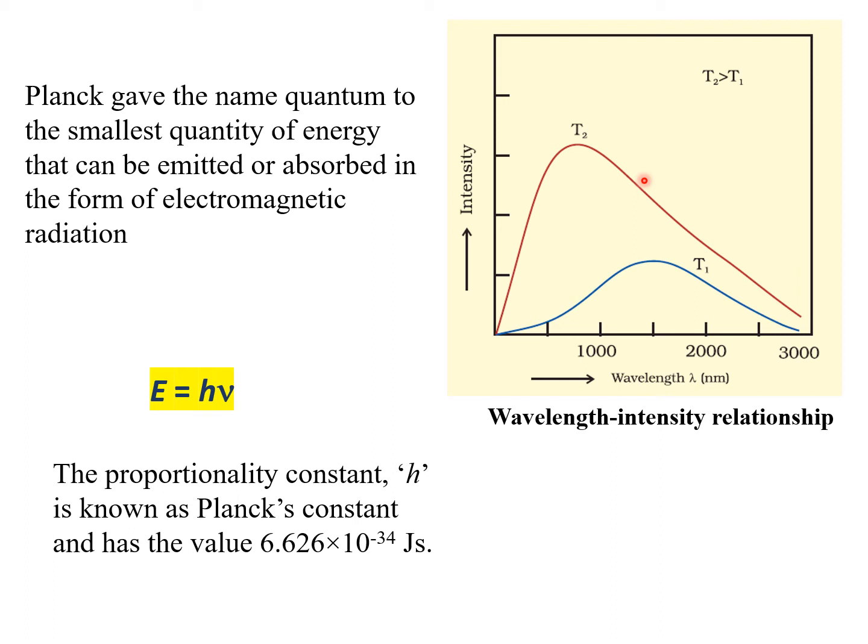So a dual nature is there. Planck gave the name quantum to the smallest quantity of energy that can be emitted or absorbed in the form of electromagnetic radiation. That small packet of energy is represented by this simple equation given by Planck, which is E equals h nu, where h is the proportionality constant known as Planck's constant and has a value of 6.626 times 10 to the power of minus 34 joule seconds.